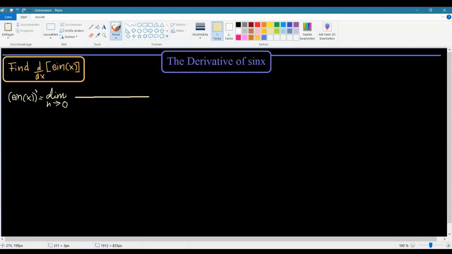Well, the function is a trig function. It's a function of x, so we're going to make this sine of x plus h, and we're going to make this sine x.